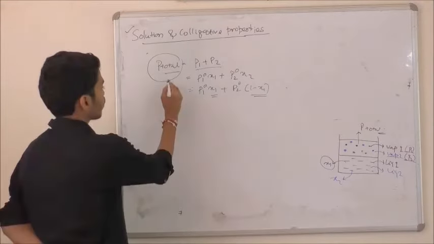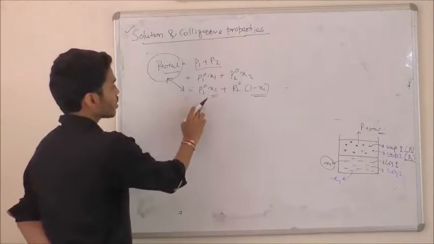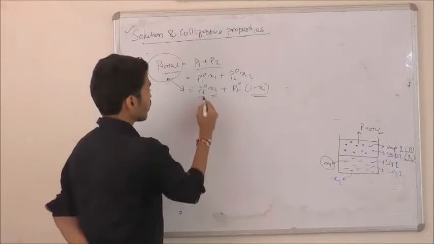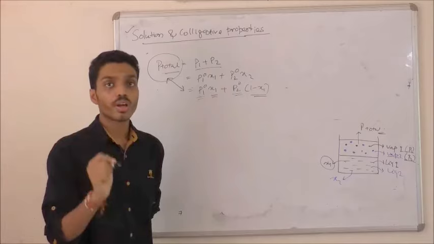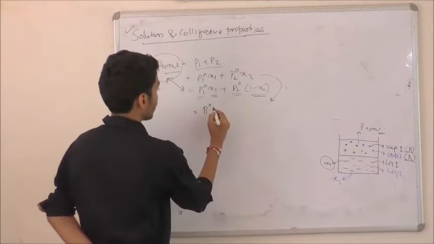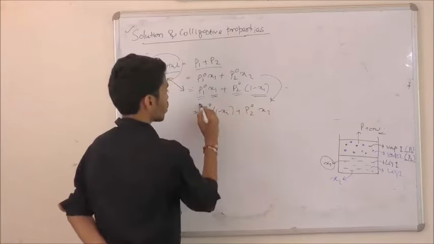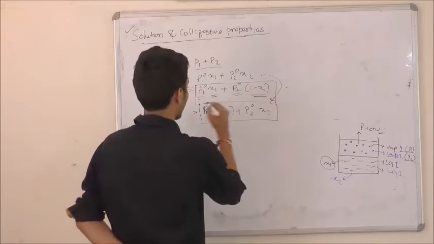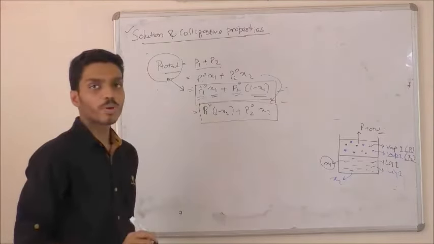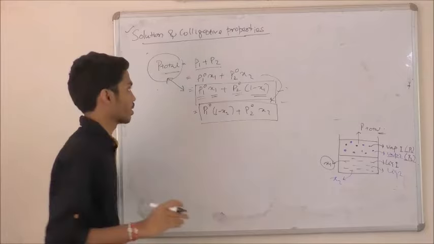Now see here what we are observing from this relation. Here we can see that the total pressure is dependent on the partial vapor pressures of components 1 and 2 in pure state, and the mole fraction of any one of the components. If you write this as P1 naught into (1 minus x2) plus P2 naught x2, then it is also right. These both are right. So total pressure depends on the vapor pressure of each component in pure state and the mole fraction of any one component in the solution.